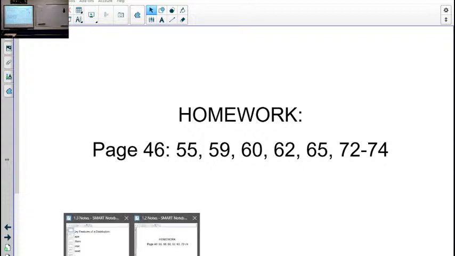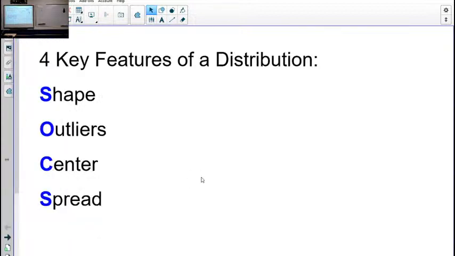But we are starting the last section of this chapter, which is going to build on the ideas that we talked about yesterday, Monday for you guys. Those are the ways that we describe a distribution. If it asks you to give a description for a set of data, shape, outliers, center, and spread are the four things that we want to make sure that we talk about and discuss.